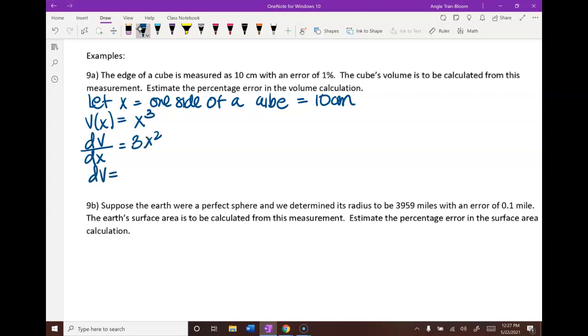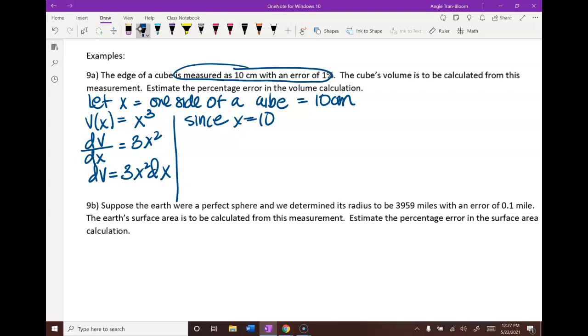dv represents just the change in volume, so we're going to cross multiply. So now we have 3x squared times dx. This is the change in volume with respect to x, okay? Well, since x is 10, and remember, it says here the measurement has a 1% error, that means the change in x, which is the change in the measurement of one side, is going to be 1% of x. Well, 1% is 0.01 times 10. So as you can see, the measurement has an error of 0.1 of a centimeter.